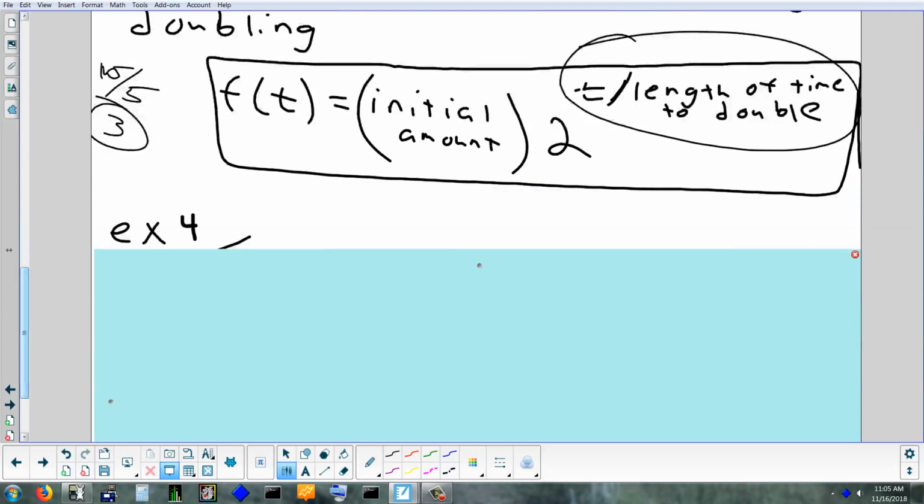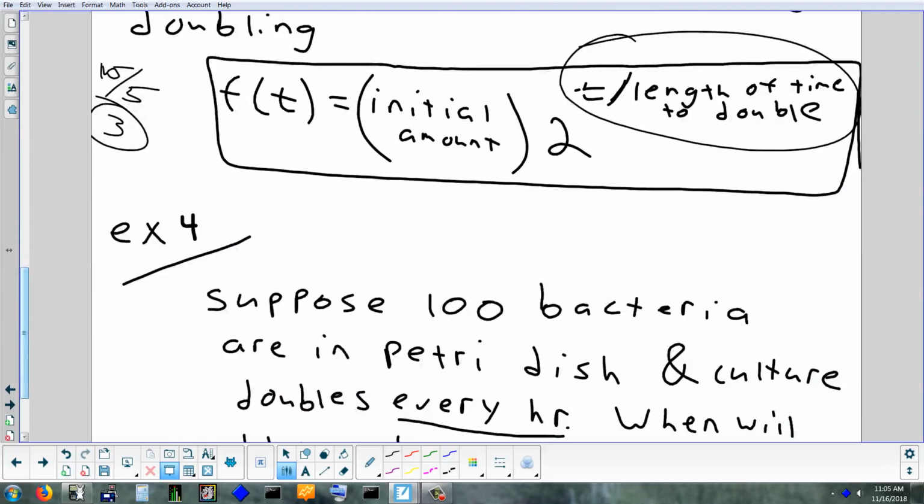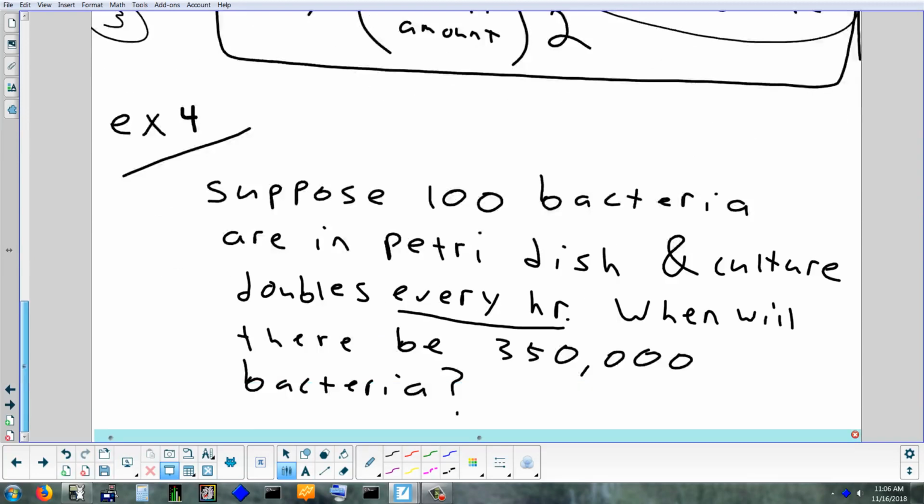Okay, so let's look at this one. We've got 100 bacteria. Now this one doubles every hour. So it's kind of like the problem we did up above. I want to know, when will we have 350,000 bacteria? What's interesting about exponentials is you don't realize how fast it grows. You might think, oh, it's 100, it's going to take a while. It's not really going to take that long. 100, 200, 400, 800, 1,600. So let's set up our equation, and then we'll do the same thing we did on the last one. We'll find an intersect.